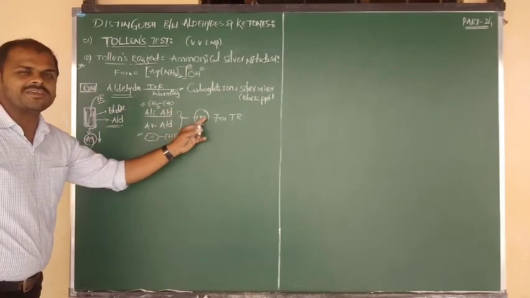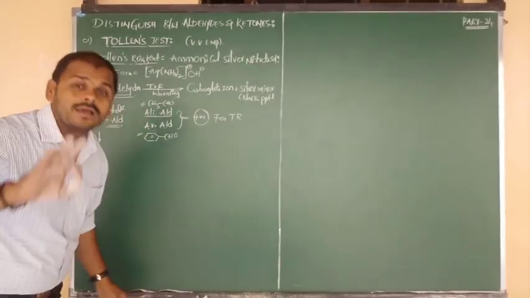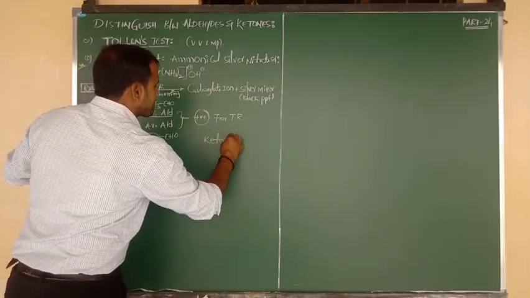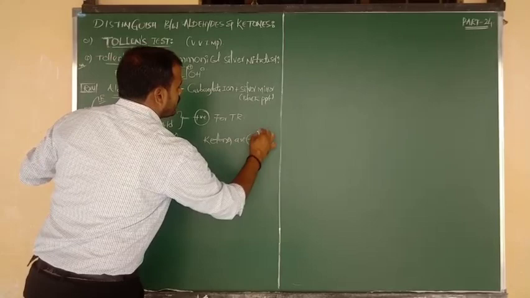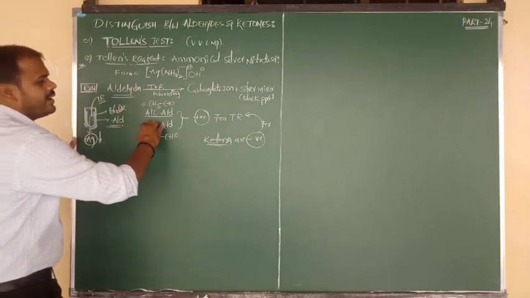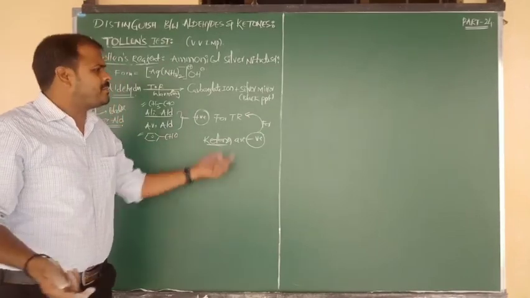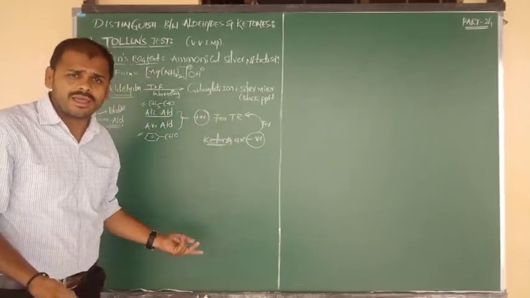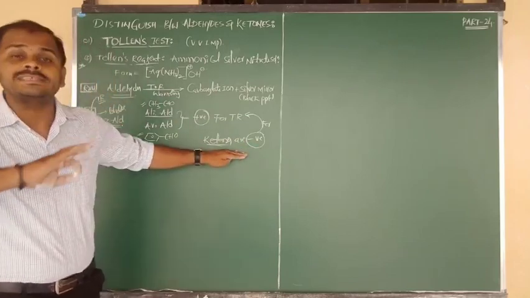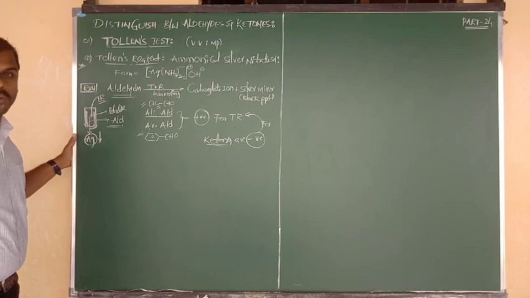Such a positive test is given only by aldehydes, aliphatic and aromatic, but this test is not given by the ketones. So try to remember this point. Ketones are negative for Tollens reagent. Only aldehydes are positive. In that manner we can separate the aldehydes and ketones. If black precipitate or silver mirror forms, that is nothing but aldehyde. If there is no black precipitate or silver mirror formation, we say ketones. So ketones do not respond to Tollens reagent. Okay?